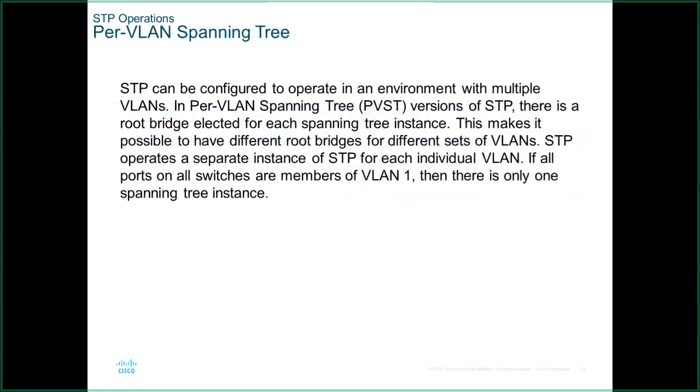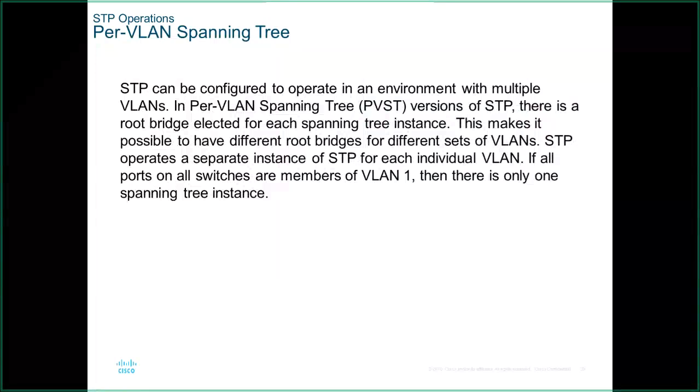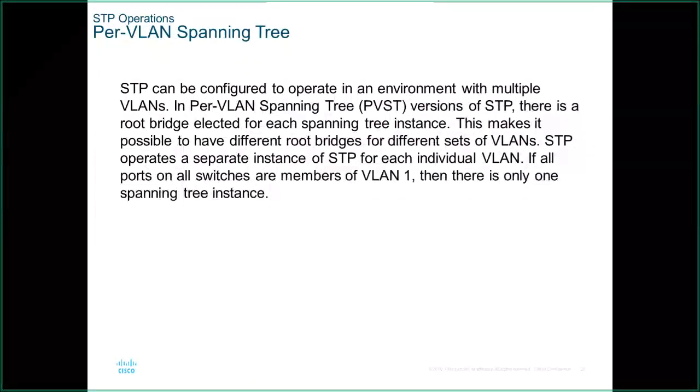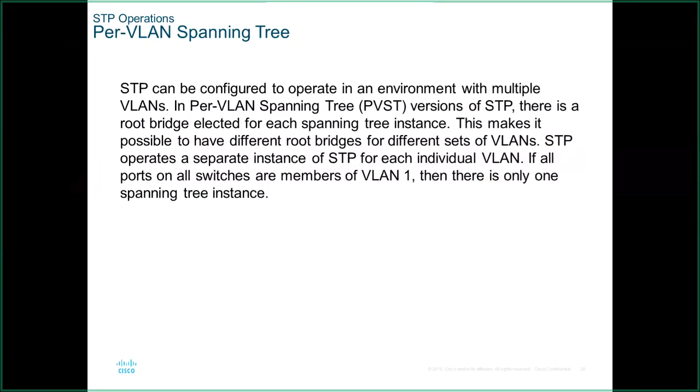There is a spanning tree that operates with multiple VLANs, but the default one on Cisco devices is a Per-VLAN spanning tree. So for each VLAN, it calculates its own spanning tree instance. So you could have multiple root bridges spread out across the fabric for your different VLANs.